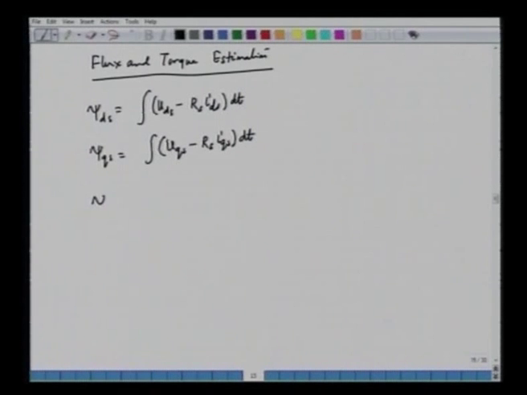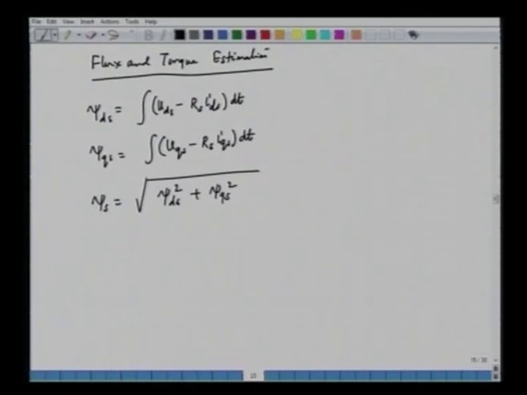And then what is psi s? Psi s is the square root of psi ds square plus psi qs square. So, we have been able to find out the amplitude of psi s, which will be used for the feedback.